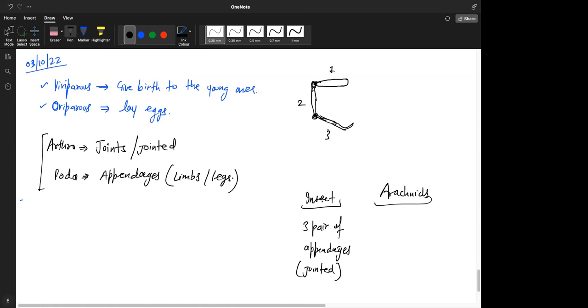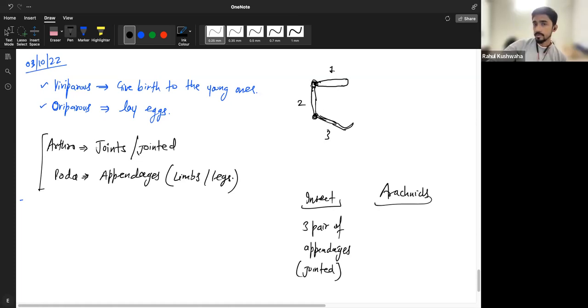Humans also have joints in our appendages. For example, in my hand, I have a joint here, because of which I can move my hand like this. I also have a joint in my wrist. But because these joints are not visible from outside, it does not give us an impression of a jointed appendage. That's why humans are not in arthropoda. Our skeleton is inside our body. It's called endoskeleton. An insect skeleton is outside the body, made up of chitin. It's called exoskeleton. Make sense to you?